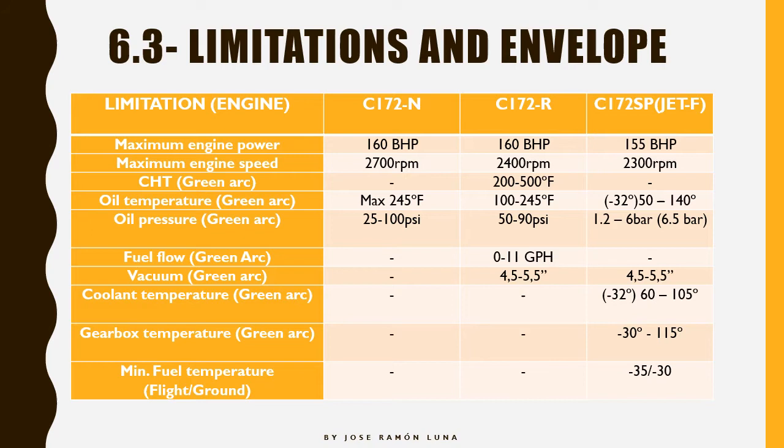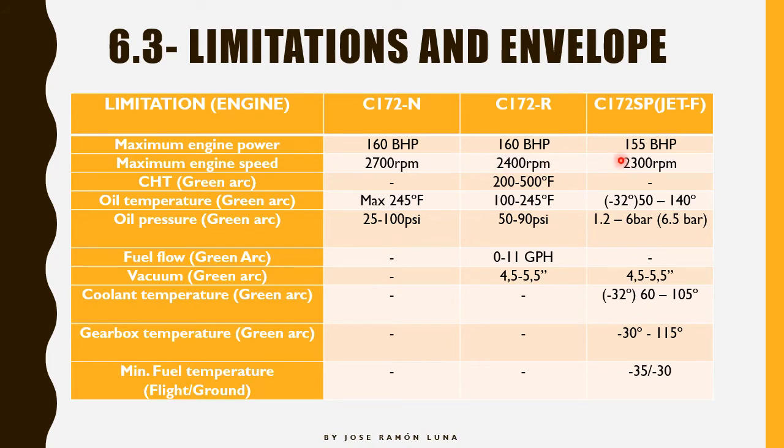Maximum engine power, as you can see, the Cessna 172 November is going to be 160 brake horsepower. The Cessna 172 Romeo is going to be 160 brake horsepower, and the Cessna 172 SP is going to be 155. The big difference between them is the RPMs: 2000 RPM, 2400 RPM, 2300 RPM.